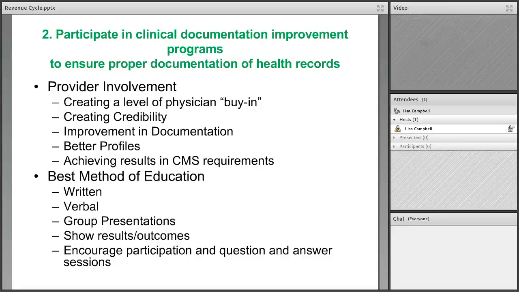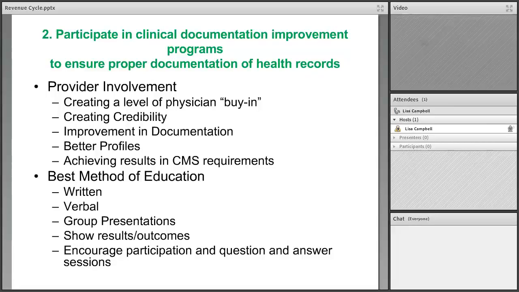So we have to emphasize that we're not questioning their clinical judgment, but from a documentation review perspective, there are some gaps, and we want to be able to close those gaps. And so it's all about building the team. It's all about creating the credibility of the CDI staff. And ultimately, once you have the provider's buy-in, we can improve documentation. We can help them build a better physician profile, one that reflects the severity of illness that they're actually treating.